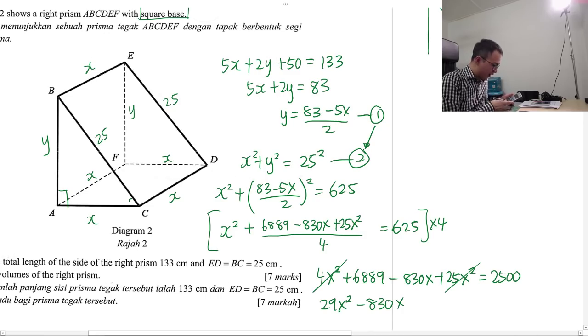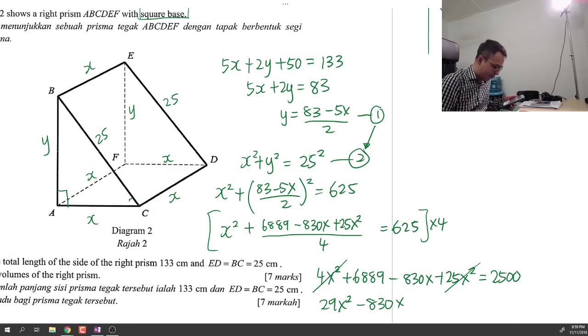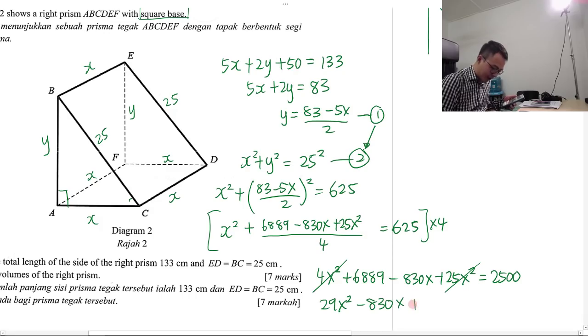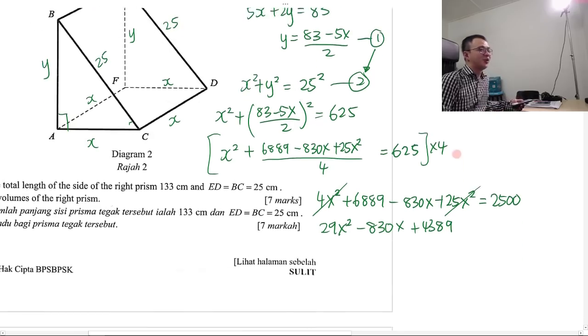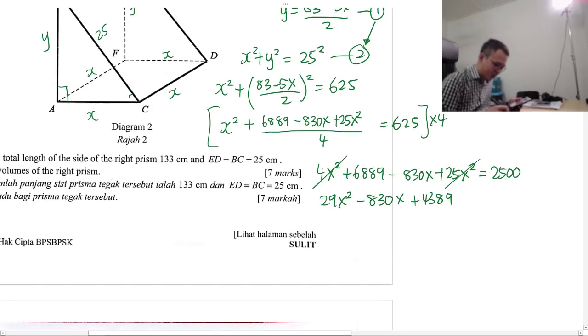6889 minus 2500, you should get some very weird number, which is 4389. Then the next thing I will do is factorize this equation. Of course, I'm not going to factorize by myself. I try to see whether all the numbers can divide by 29 or not. Yeah, they are not divisible, so I will just use EQN on the calculator and see whether I can get the correct one or not. Negative 830, 4389.